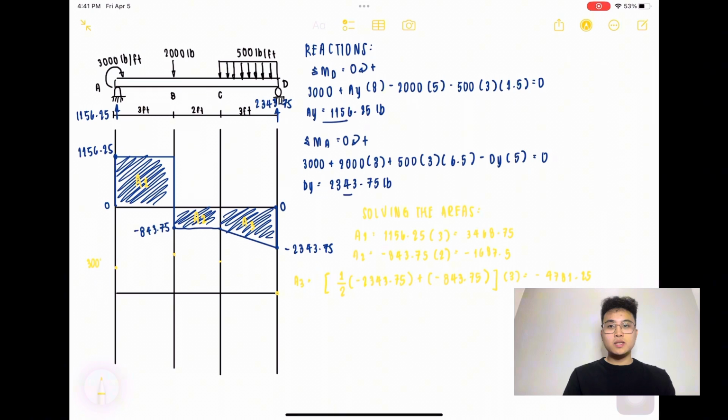Start tayo sa positive 3,000 because merong couple moment sa point A. Then add the area 1 to 3,000, mag-equate sa 6,468.75. Then add ang area 2, so this will equate to 4,781.25. Then combine din ang area 3, so magre-result ito sa 0. Yun lang para sa ating average problem by area method.